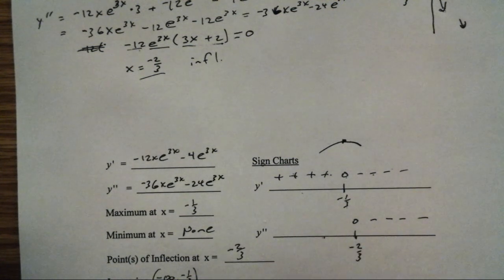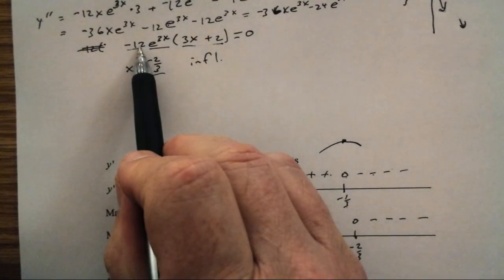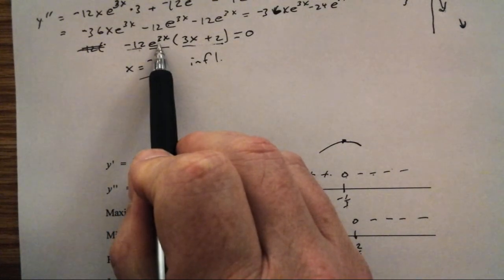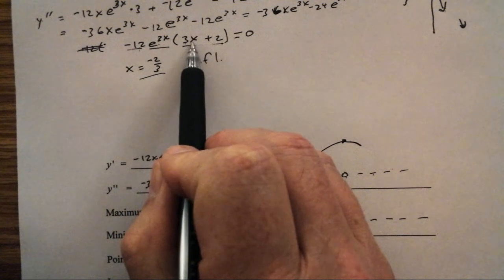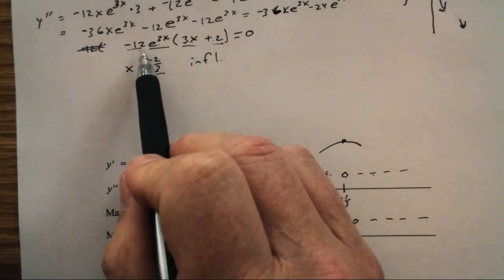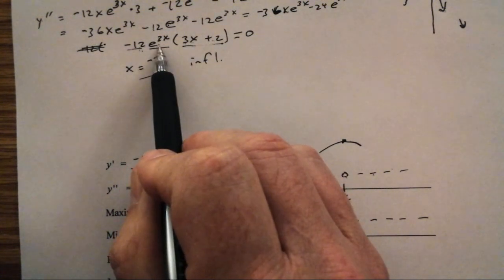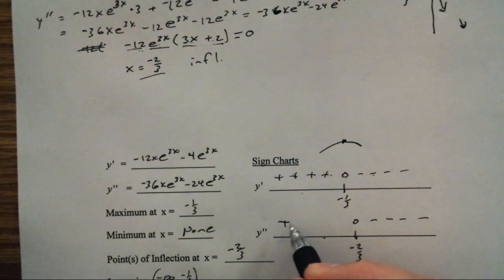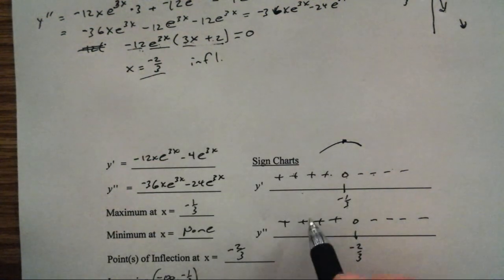Arbitrarily, I'm going to pick something to the left of negative 2/3. I'm going to say negative 2. If I put in negative 2, I get negative. This is still positive. When this is negative 2, I get negative 6 plus 2, negative 4. Negative times negative, positive. What does that mean? That means we are cupping up in this motion.